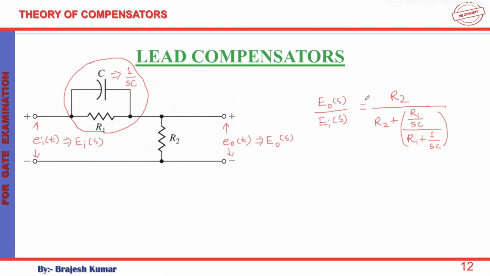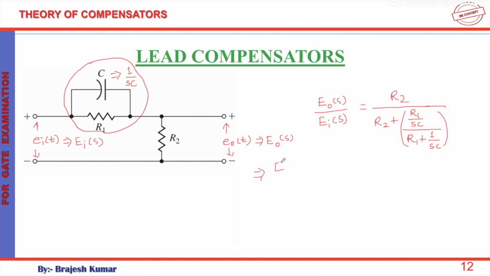So if we take this Ei term to this side, what will it become? Ei upon this whole impedance term will become the current, and multiplied by this R2 will become the output voltage. So I have just rearranged this term to get the transfer function directly. So let us rearrange a little bit.